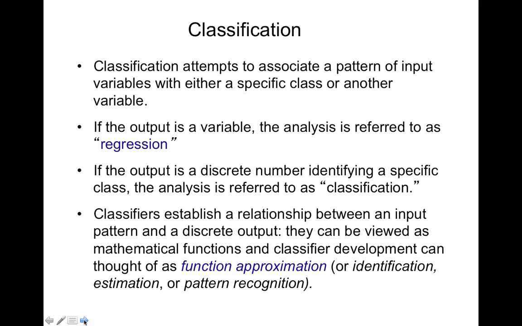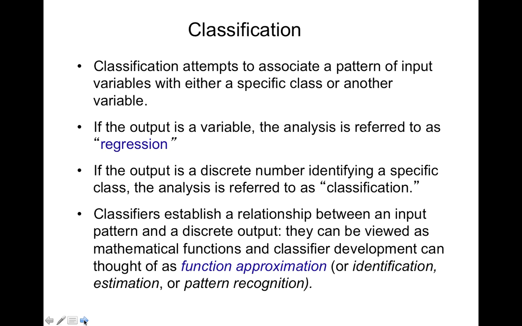So classification attempts to associate a pattern of input variables, sometimes referred to as features, with either a specific class or another variable. If the output is another variable, the analysis is referred to as a regression. If the output is a discrete number that identifies a specific class, then the analysis is referred to as classification. So what classifiers do is they establish a relationship between an input pattern and a discrete output.